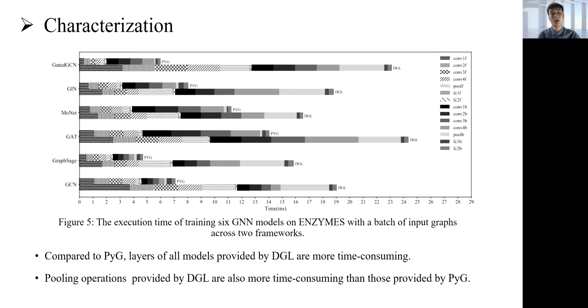What's more, the pooling operations provided by DGL, which get the features of the graph from the features of nodes in the graph, are also more time-consuming than those provided by PyG. In PyG, the pooling operations are based on the scatter API of PyTorch, and in DGL, the pooling operation is based on their segment reduction operator.